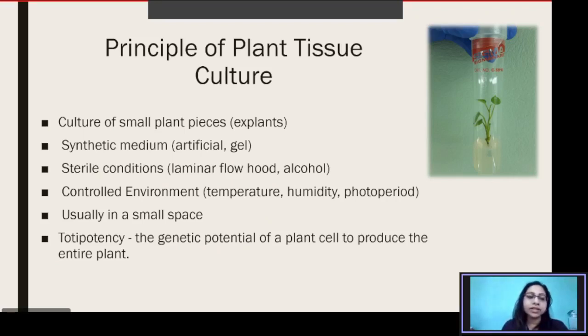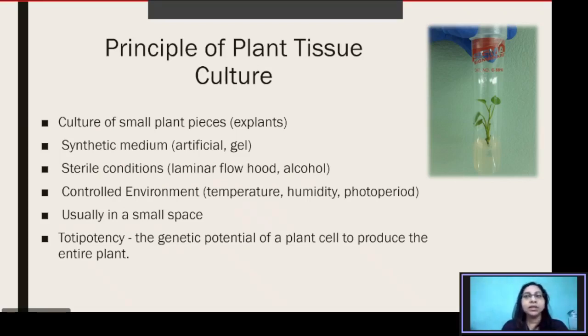I want to introduce a concept called totipotency. This is the reason why tissue culture is possible. This concept states that it is the genetic potential of a plant cell to produce the entire plant. So let me break this down. Every plant cell has the genetic material within that cell to create an entire plant. What makes a cell a root, a shoot, or a stem for that matter is a process called differentiation. So differentiation will determine what parts of the plant that cell resides in.